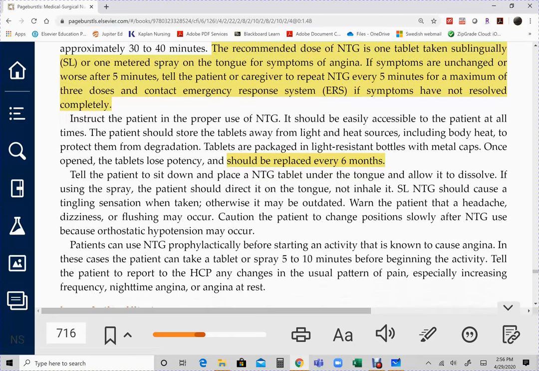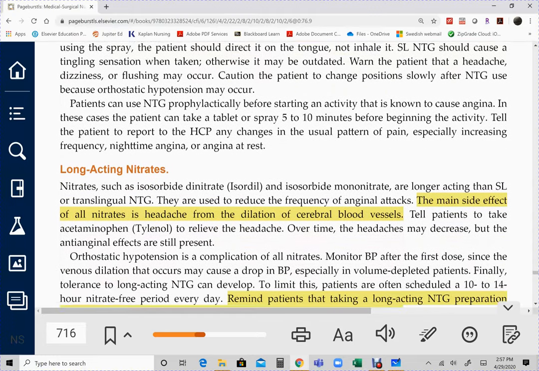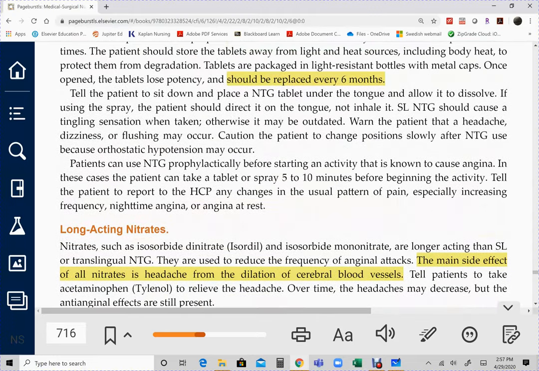Please read the uses here, how you store the tablet, how you know whether or not it's still working, and the container. It comes in a light-resistant brown bottle. Usually it's brown because it's light sensitive. They lose potency if exposed to light. Please read, of course, that this causes a headache because it dilates everything. It dilates cerebral arteries, so the patient will have increased blood flow to the brain. It will cause a headache.